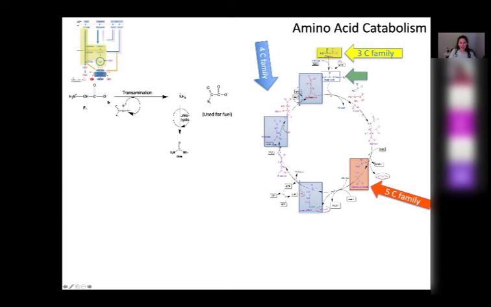And it does that through transamination. So transamination is a process by which the amine group is removed from an amino acid. So when you remove that amine group, you end up with a keto acid.